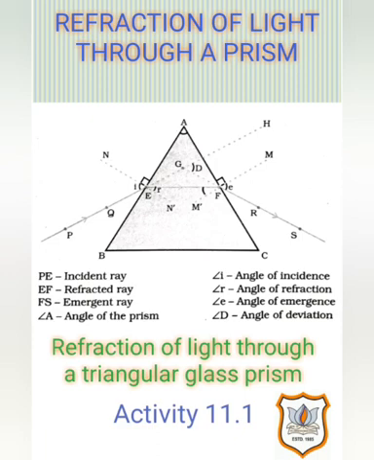Let these lines meet the boundary of the prism at E and F respectively, E for PQ first and F for RS next. Now extend PE and join E and F also. Then extend PE and RS such that they meet at point G, as shown in the figure. Now mark the angle of deviation, angle D, according to the diagram.